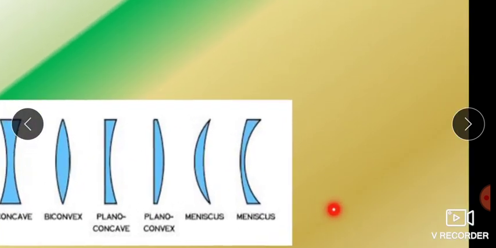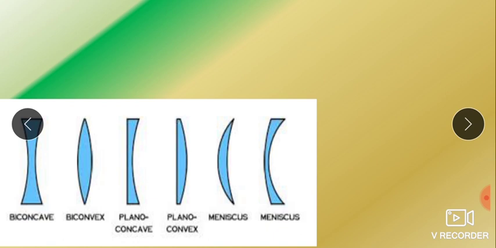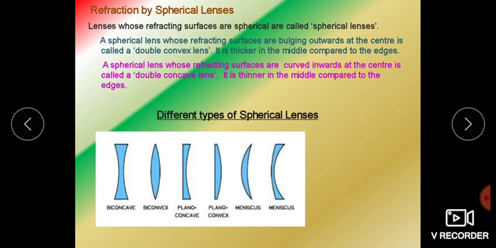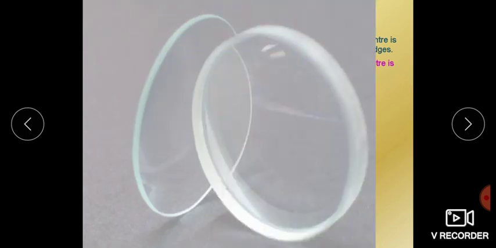And there are so many varieties of lenses here. See, biconcave, biconvex, plano-concave. Plano-concave means this is the plane surface, and plano-convex, this is the plane and this is the convex surface. And now we have concavo-convex and convexo-concave. A spherical lens whose refracting surfaces are curved inward at the center is called a double concave lens. It is thinner in the middle, as we just discussed. Different types of spherical lenses we have also seen.